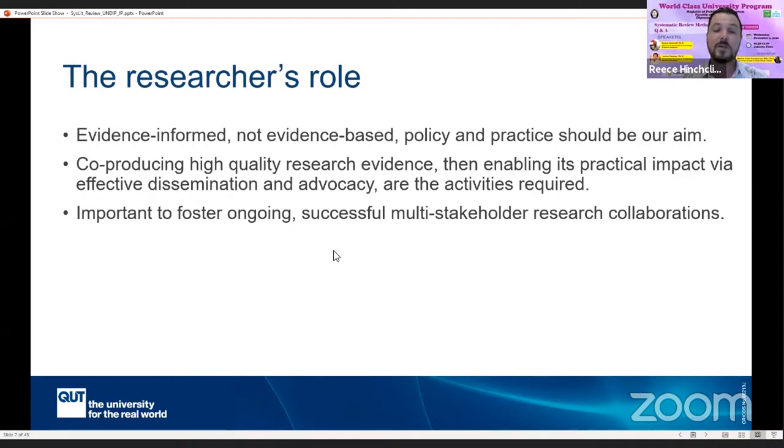And it's important to foster ongoing successful collaboration with different types of stakeholders. So for you at Undip, obviously Central Java would be your key health stakeholders there, but also clearly the national stakeholders as well.